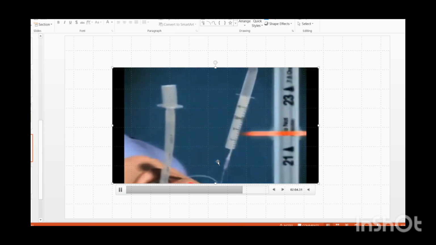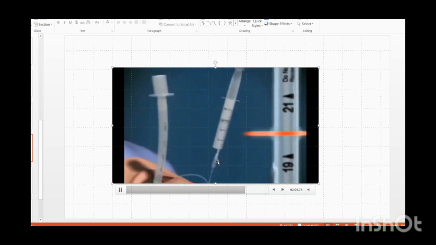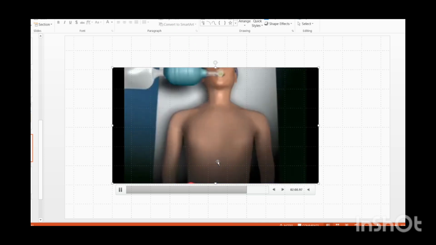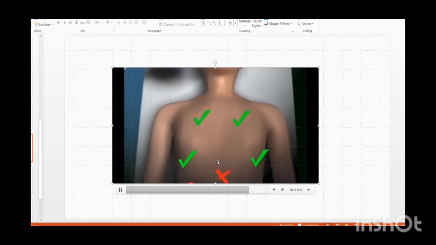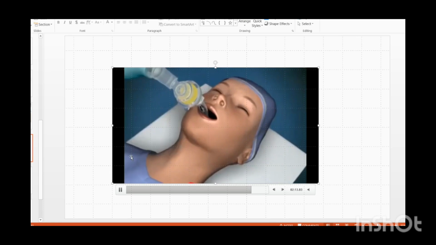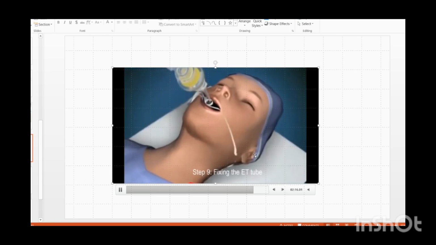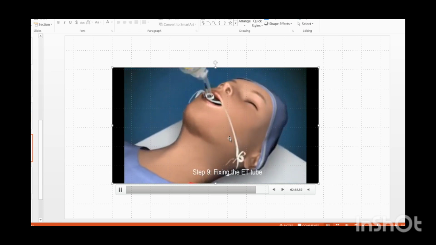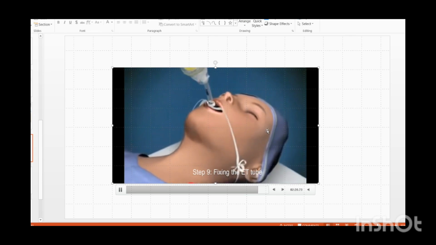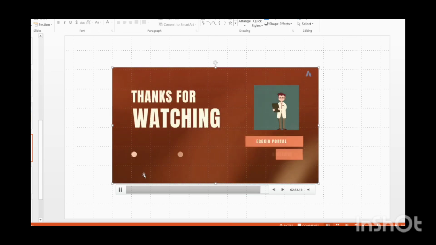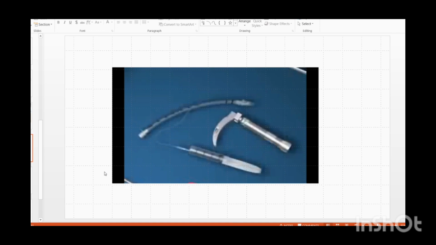So we have to deflate the cuff, and fix the tube at 20 or 19. Then we can auscultate again, and this will be visible, and we fix the tube. If it is in the correct position, the ETCO2 graph will also show. That graph will come like I showed in the previous monitoring. It will show a normal graph. He is breathing normally. It means the tube is in the tracheal region. So that is the step.